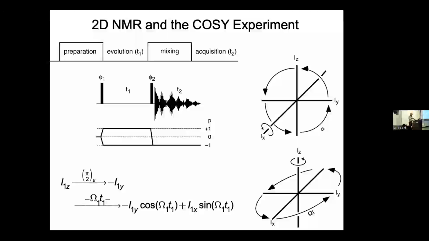So here's the sequence. And we assume we start with Z magnetization. And again, I'm just going to work it out for spin 1. I'm going to assume I have a homonuclear spin system, and I'll call one proton I1 and the other proton I2. Sometimes I switch back and forth to I and S, but here we'll call them I1 and I2.